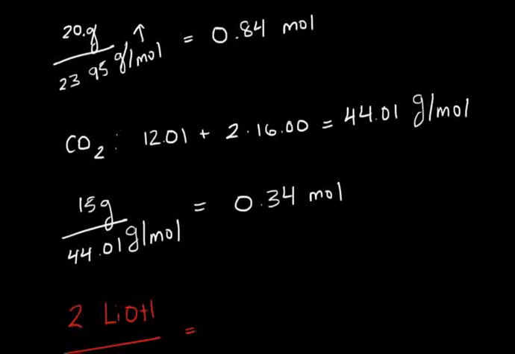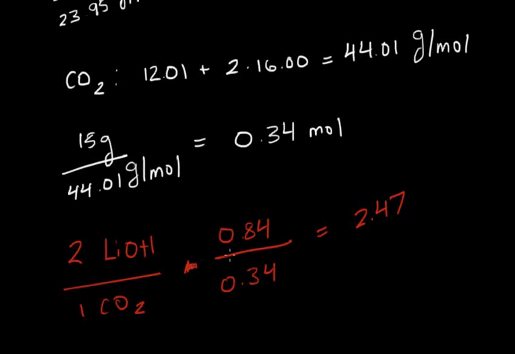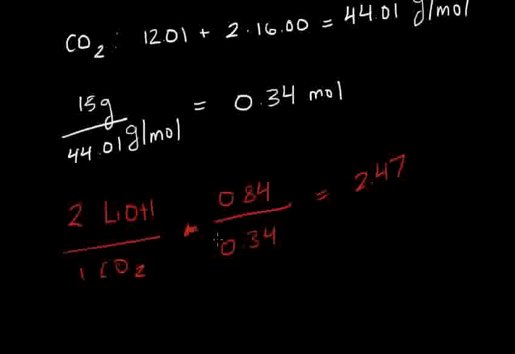Now let's see how our actual amounts of reactants compare to this. Well, we've got 0.84 moles of lithium hydroxide, and we've got 0.34 moles of carbon dioxide. What does this come out to? This comes out to 2.47. This shouldn't be an equal sign. We should just be comparing these two numbers. And so it looks like we've actually got a higher proportion of lithium hydroxide to carbon dioxide than our chemical equation indicates.